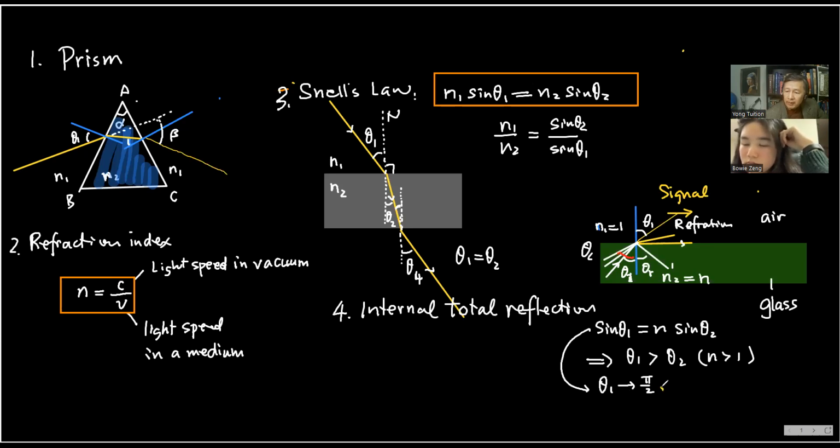Now, if you apply another condition here, in this case theta 2 will approach the critical angle. Can you see that? I use this arrow to indicate the process, but eventually it's actually equal to. So as a result, can you rewrite this equation under these two conditions?